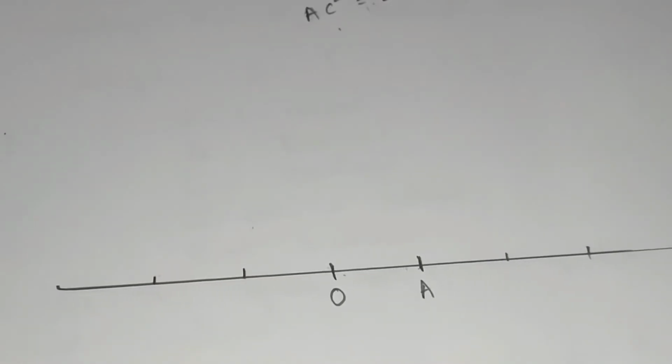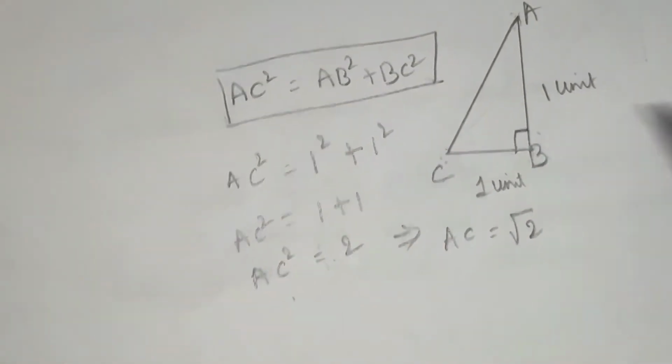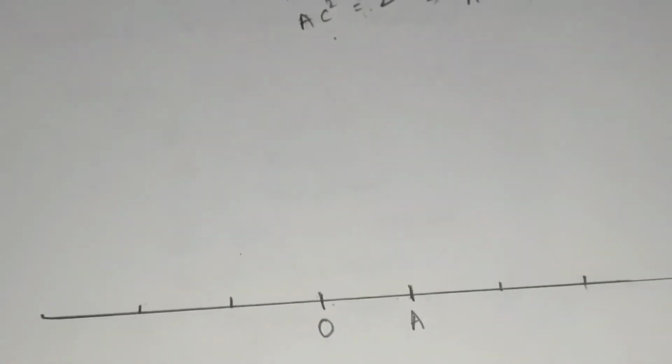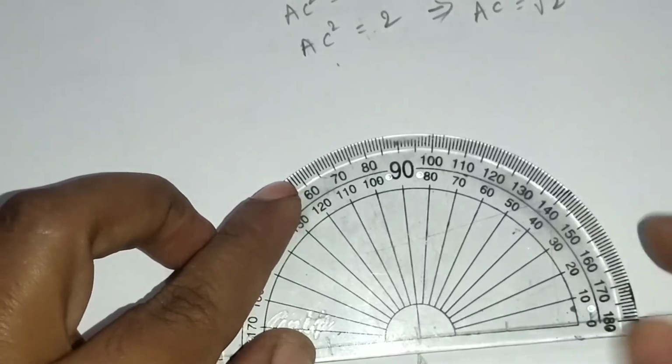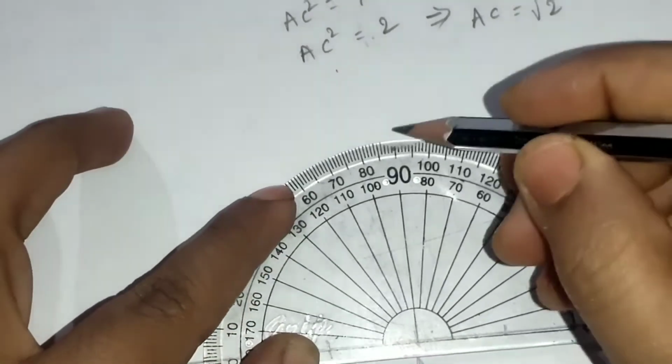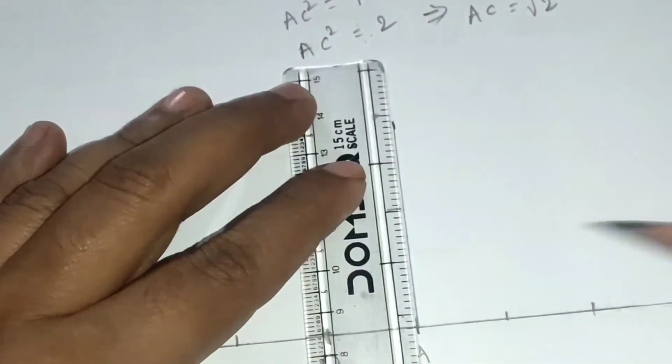The next step is you have to mark 90 degrees. I'll place a protractor on the point A. Here you have to coincide. And I'll mark 90 degrees. You have to draw a perpendicular line. This is a perpendicular line.